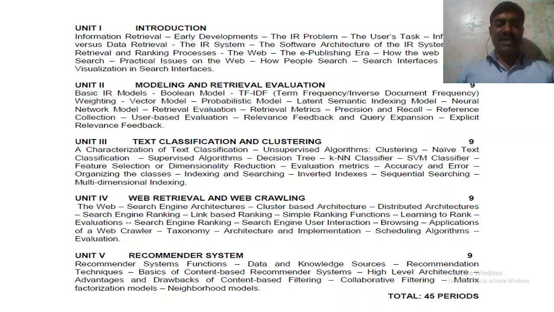text classification and clustering. Unit 3, characterization of text classification, unsupervised algorithms, clustering, naive text classification, supervised algorithms, decision tree, KNN classifier, SVM classifier, feature selection or dimensionality reduction, evaluation metrics, accuracy and error, organizing the classes, indexing and searching, inverted indexes, sequential searching, multidimensional indexing, web retrieval and web crawling.